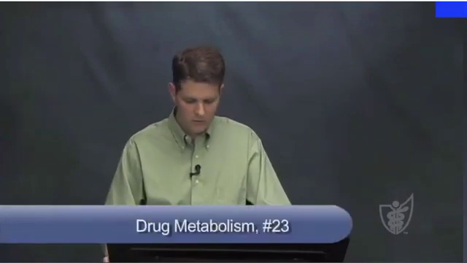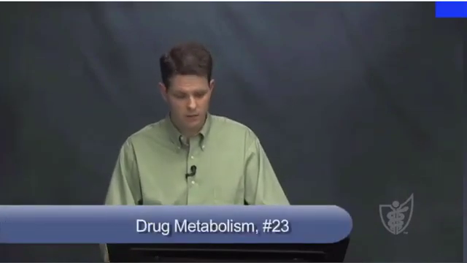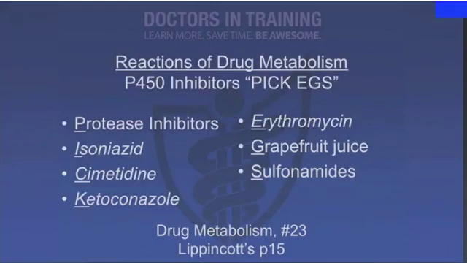I'm going to give you a different mnemonic to remember a long list of drugs that inhibit P450. And again, you can't memorize all of these, but these are some important ones. The mnemonic is pick eggs. P is for protease inhibitors, which are drugs used for HIV, and ritonavir is a protease inhibitor. I is for isoniazid, which is another antibiotic used for tuberculosis.